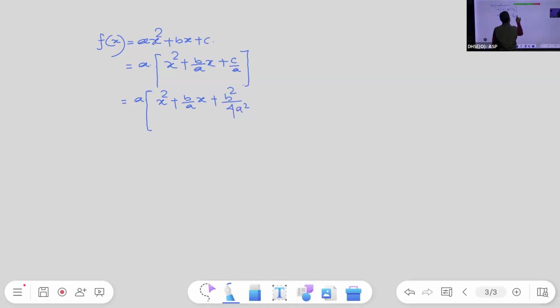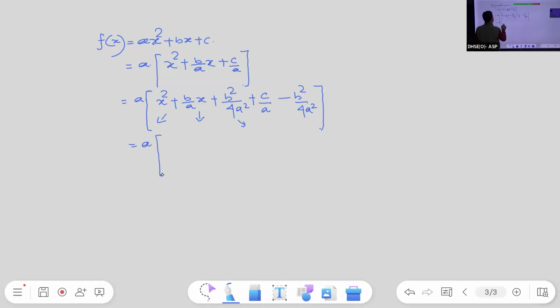Okay. Plus c/a. Already we have added b²/4a². To nullify, we have to subtract the same amount, that is minus b²/4a². I hope it is clear to you. Now you see, this is a², this is b², and this term is 2ab. That will be (a + b) whole square.